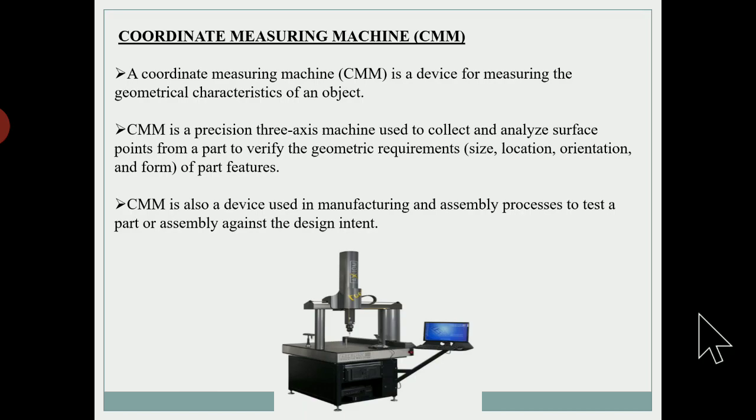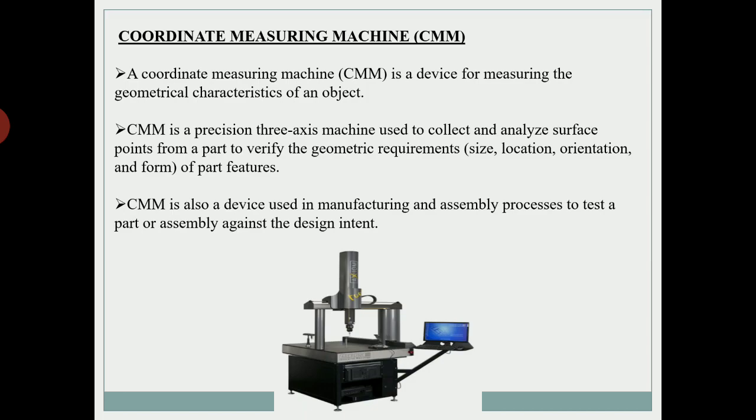What is a coordinate measuring machine? A coordinate measuring machine is a device for measuring the geometrical characteristics of an object. The CMM is a precision three-axis machine used to collect and analyze surface points of a part to verify the geometric requirements such as size, location, orientation, and form of part features.